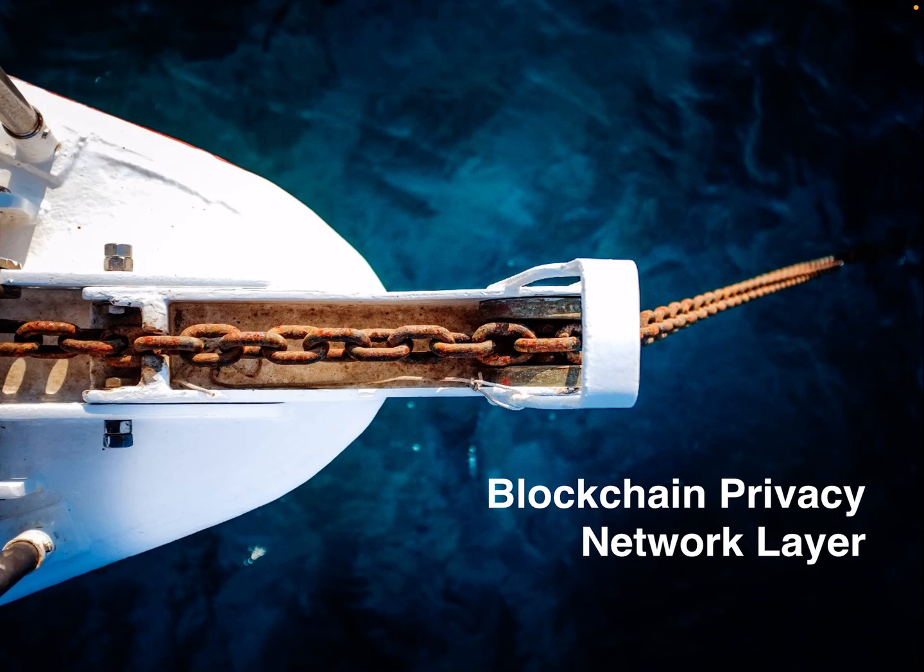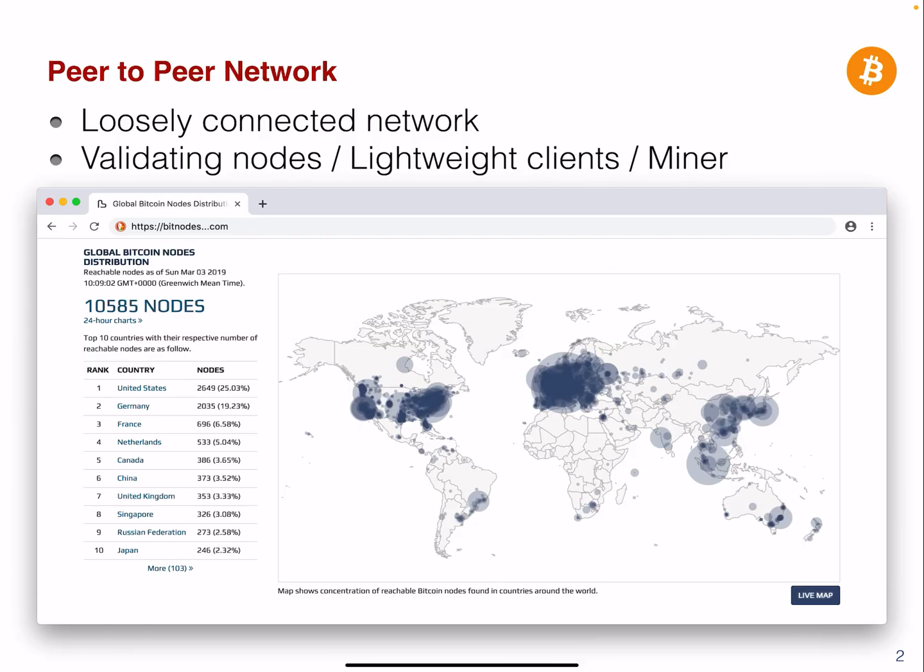Network layer privacy. The peer-to-peer network in blockchains is a loosely connected network where peers can join and leave at any point in time. So we have a certain set of validating nodes. We have also lightweight clients, and we do have miners, for instance.